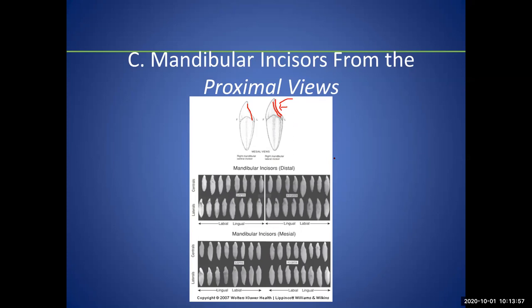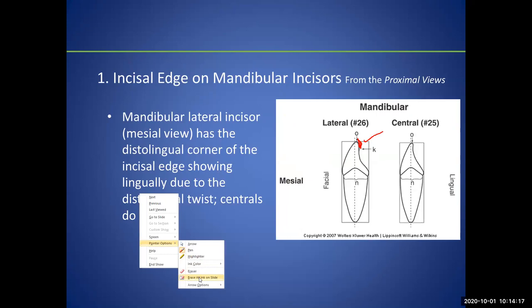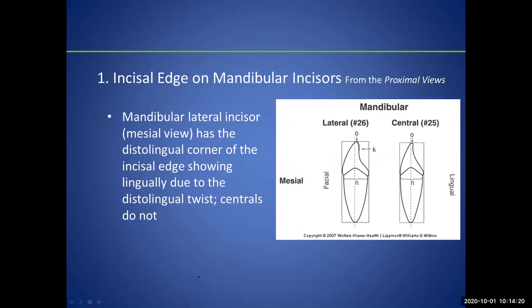So they're just drawing an extra line, not to panic you on what your drawing looks like, but to illustrate that distal lingual twist. You can see just a little bit right here where they've drawn an extra line. But they look very similar, don't they? One's just a little fatter than the other.